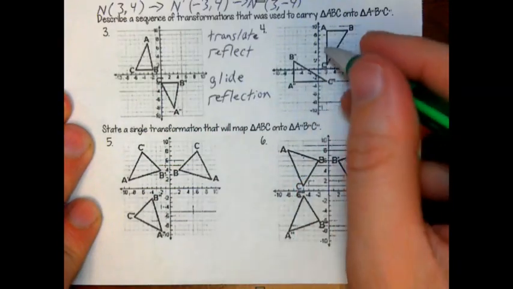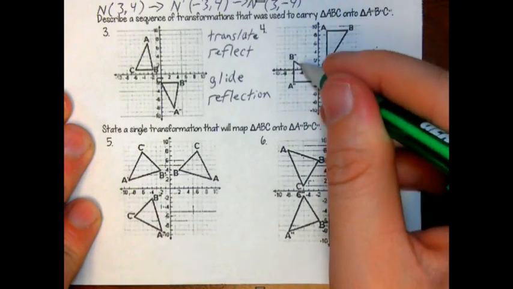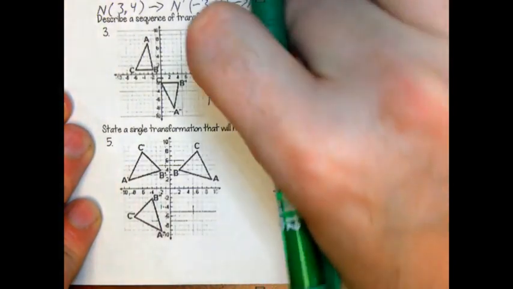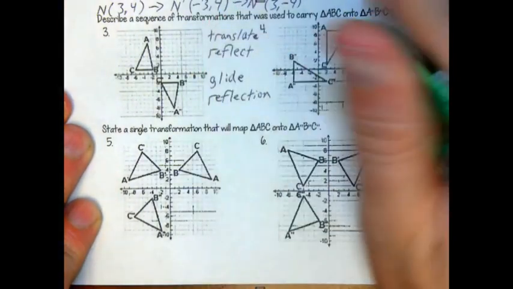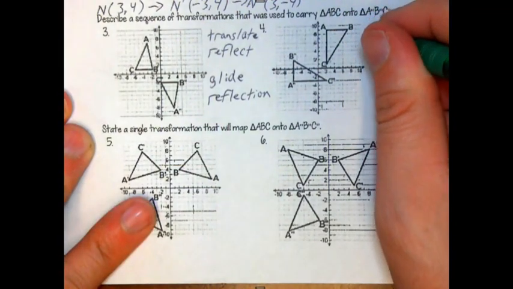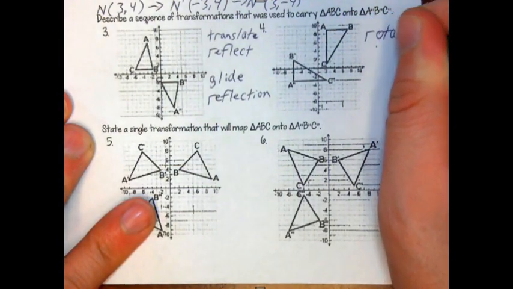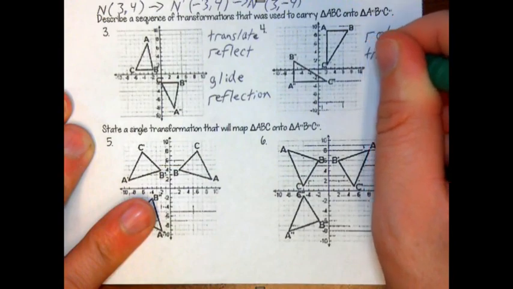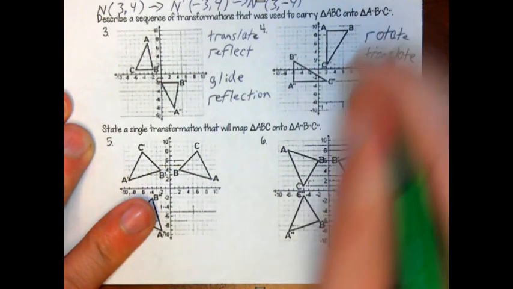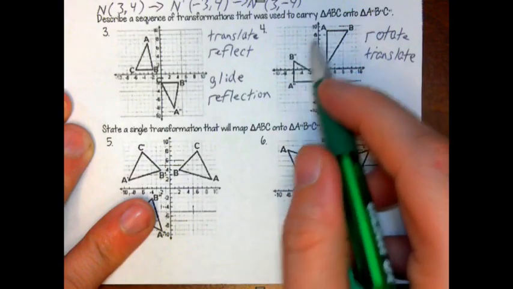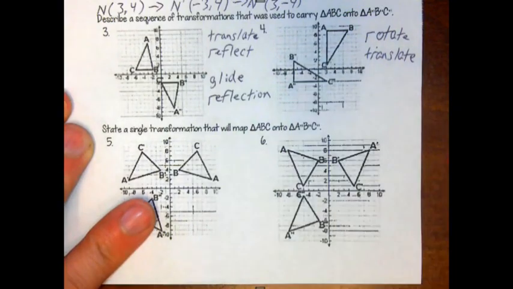This one was rotated and then translated. So it was turned to the side and then it moved. So rotate, translate. And it was rotated either 90 degrees counterclockwise or 270 degrees clockwise before they moved it.